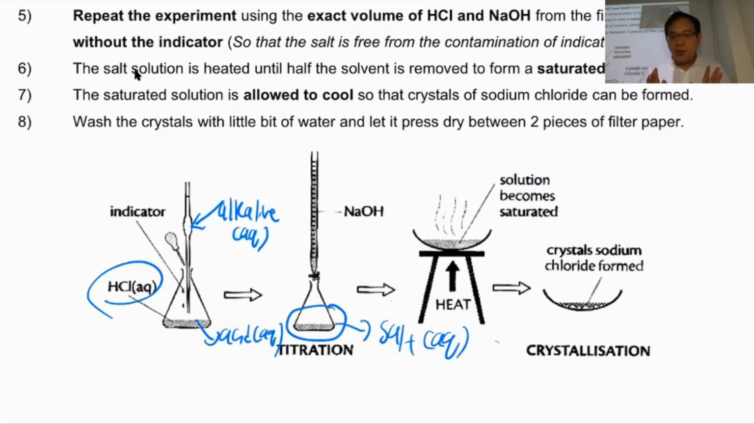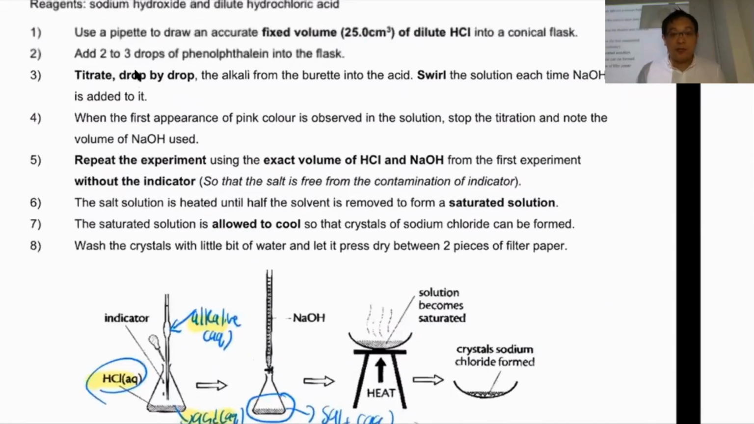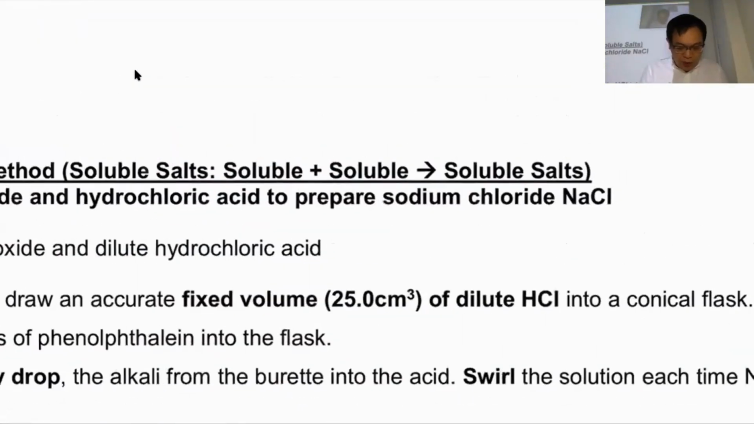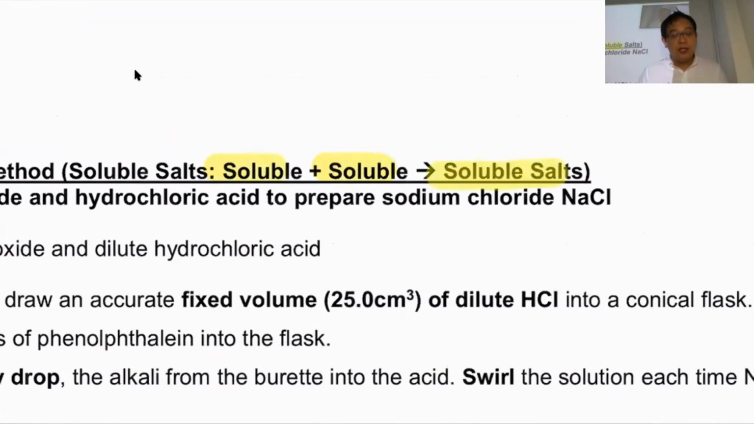So if you want to do a titration process, the first rule is the salt must be soluble. The starting material must have an acid and alkaline, and both of them are soluble. So that's why I classify this as soluble plus soluble to give you soluble salt, because it's a soluble acid plus a soluble alkaline to give you a soluble salt. So it's a triple S.